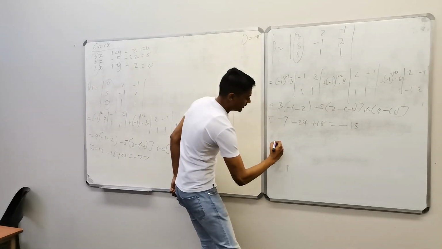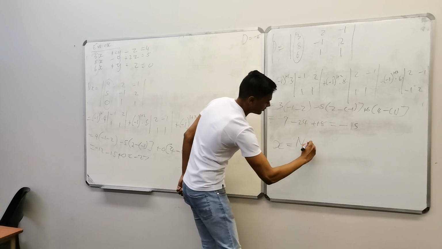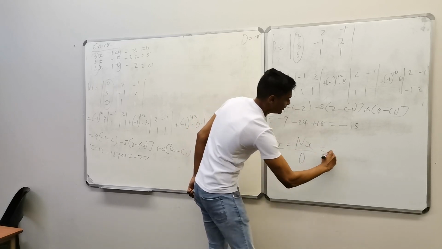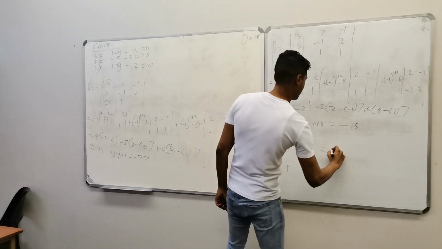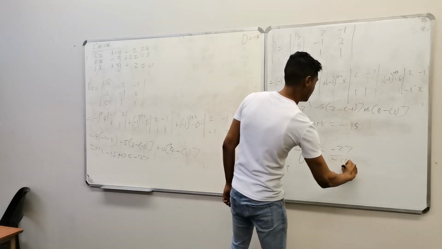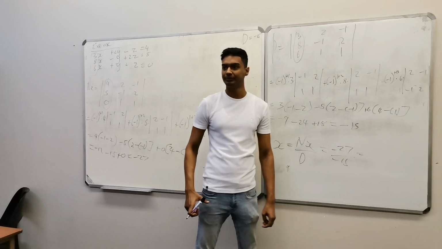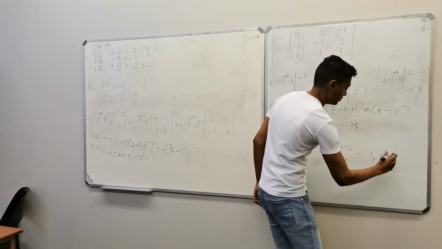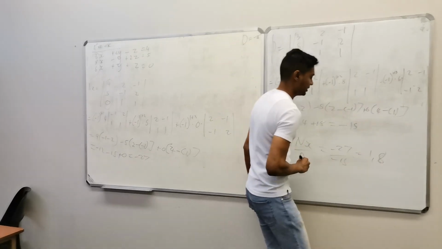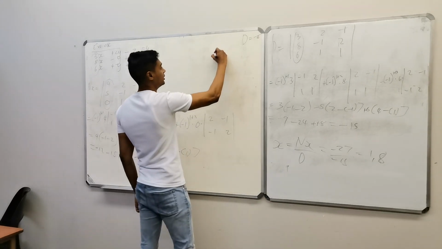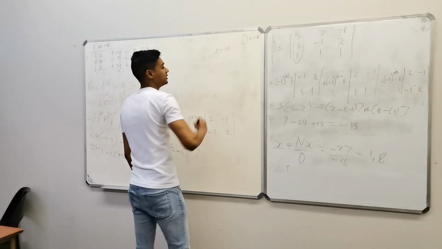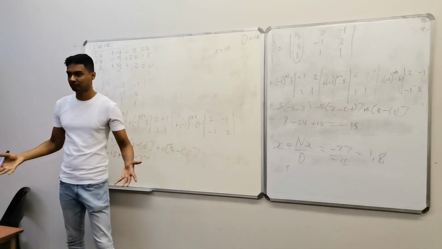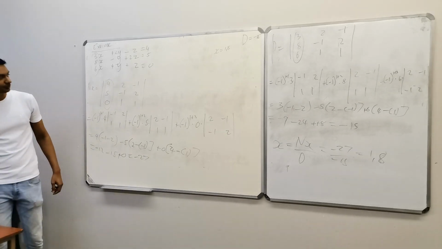Okay, straightforward. Looking for x: Nx over delta. We got minus 27 over minus 15. Give me a decimal. 1.8. That is correct. So x is 1.8. Is that fine?